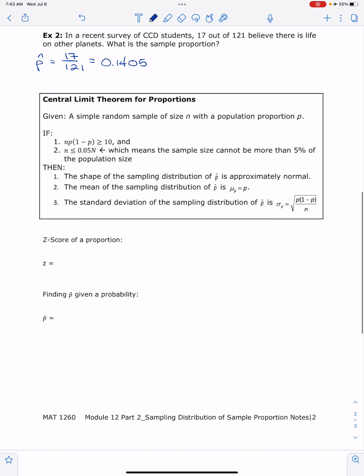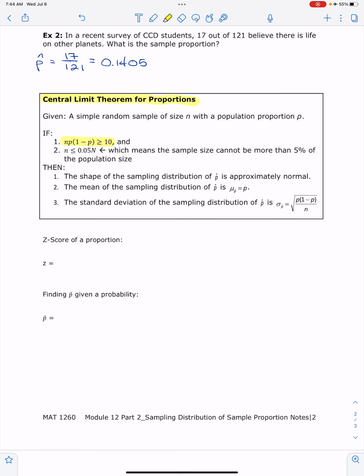Central limit theorem for proportions is a little different than for our means. We've got a simple random sample of size n with a population proportion of p. Here are the conditions that need to be met. If we multiply n times p times 1 minus p, it's got to be greater than or equal to 10. P is the proportion. 1 minus p would be the complement of that proportion.